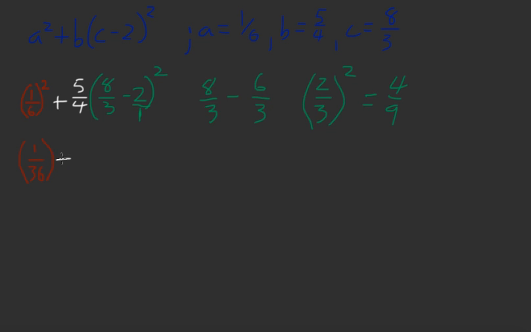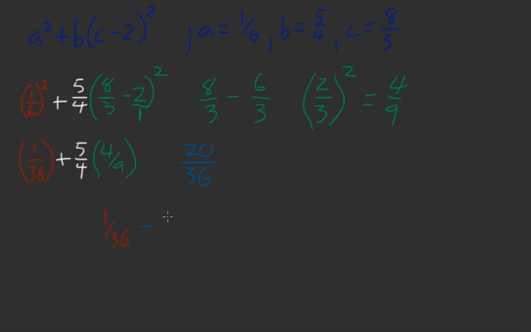Let's rewrite the problem. This plus 5/4, and then this is 4/9. Perfect. All right, so then we're going to do multiplication next, and we multiply this straight across. We get 5 times 4 is 20, and 4 times 9 is 36.